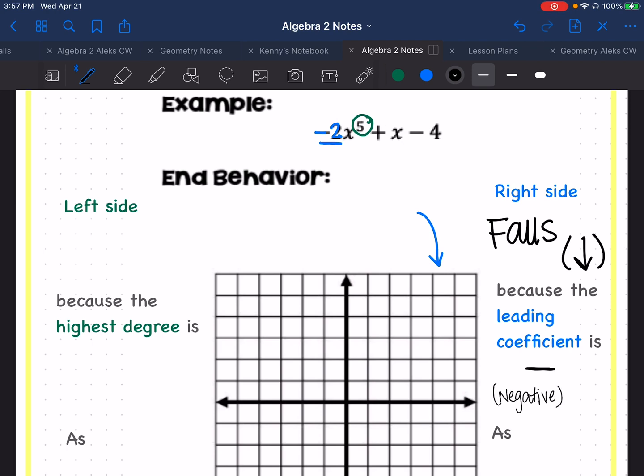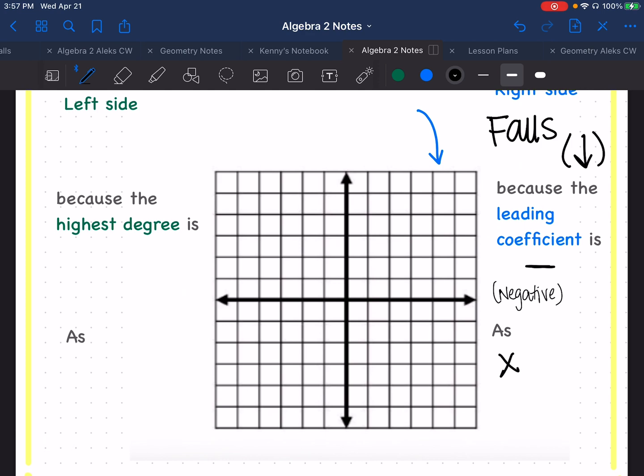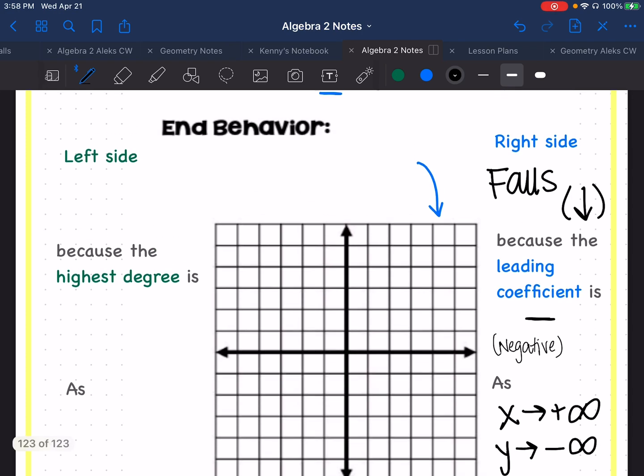Once again, what this means is that as x is approaching positive infinity, and remember we're on the right side of the graph, so this is my x-axis and these are the positives, so this is positive infinity, right? 1, 2, 3, 4, and so on. Y is going to approach negative infinity because it's falling.